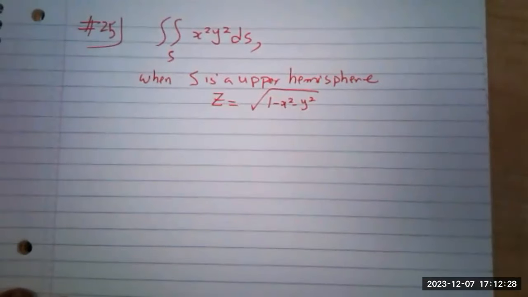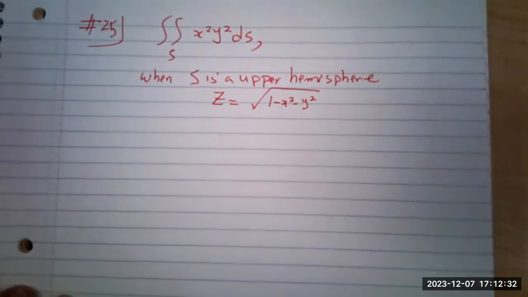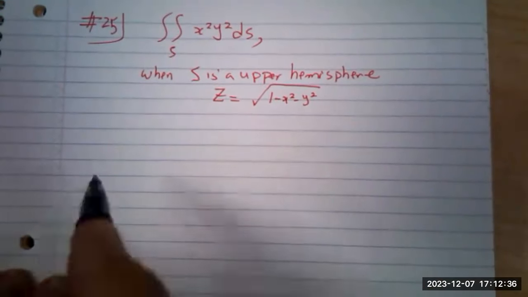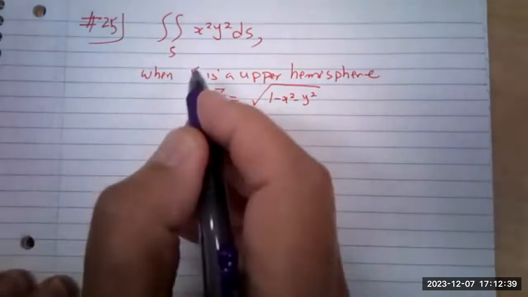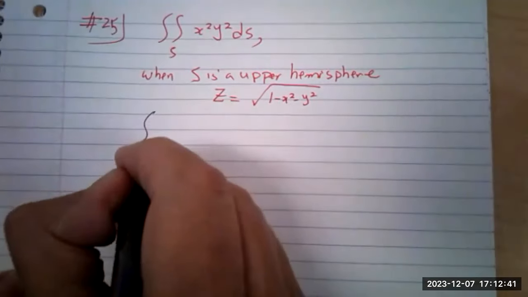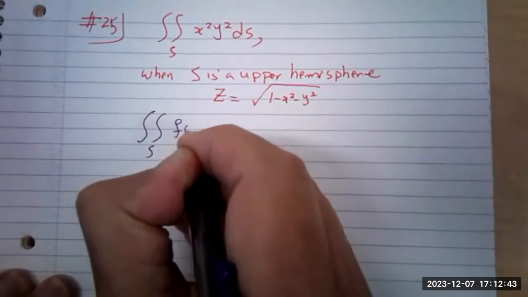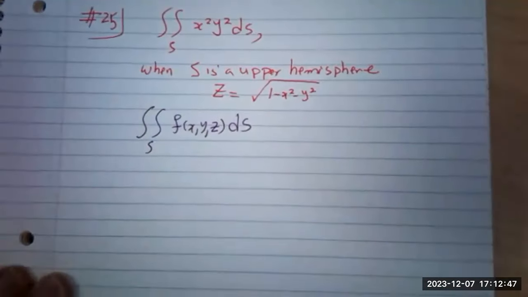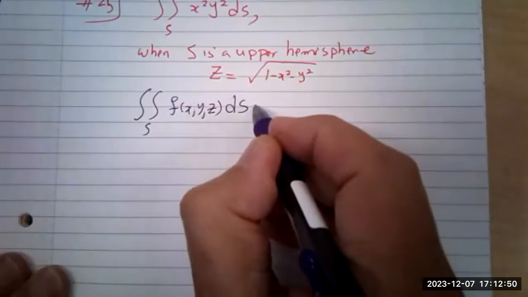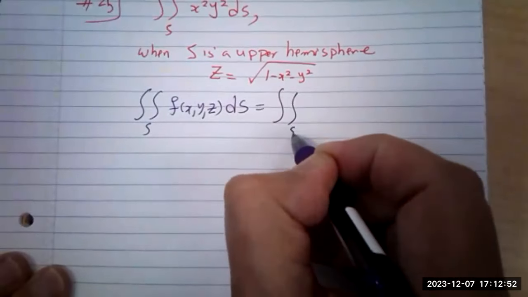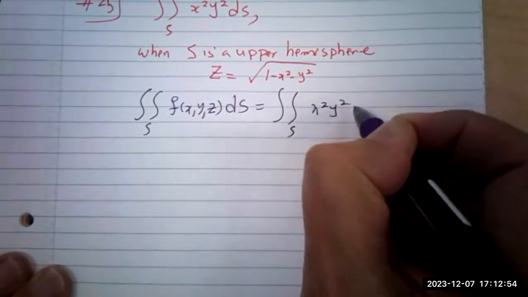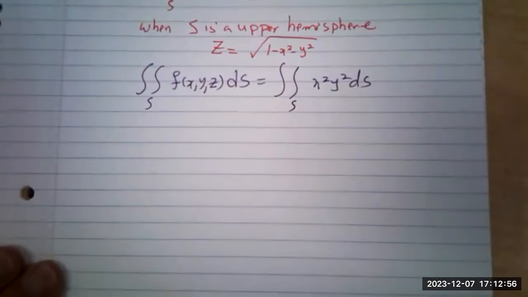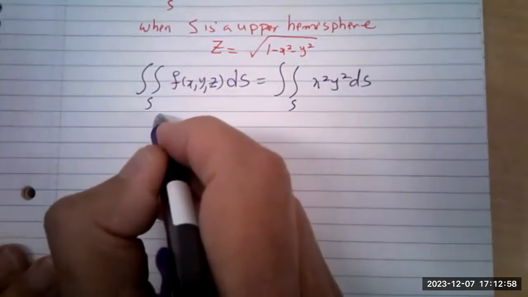Again, your function z is already solved in the form g of x and y, so we can do it. For the solution, this is the formula: the integral of f of x, y, z, dS. In this case you have x squared plus y squared dS, so you have to find the dS.